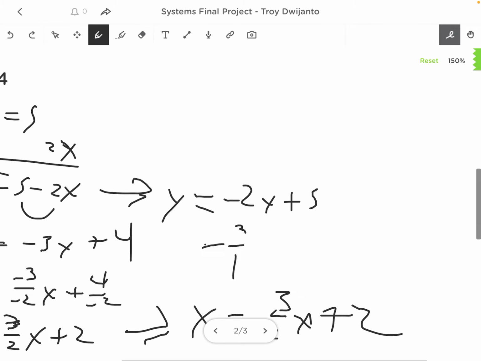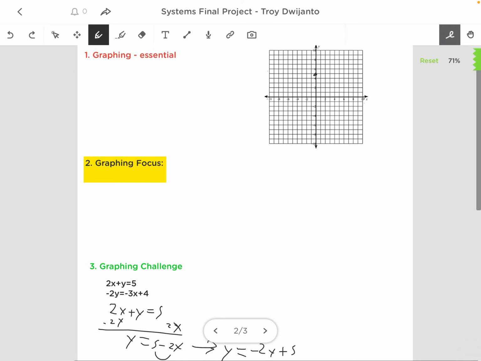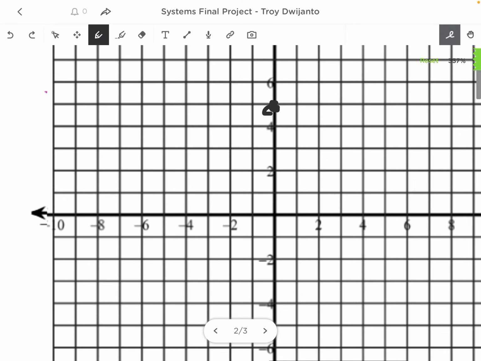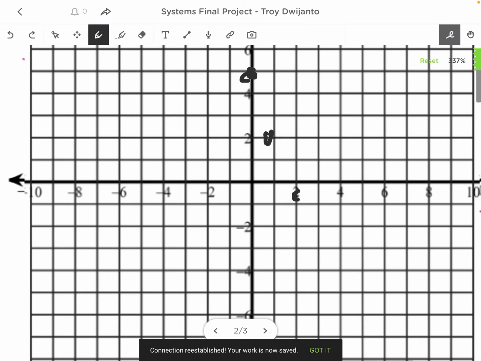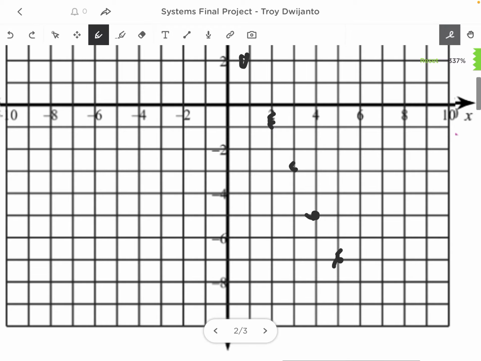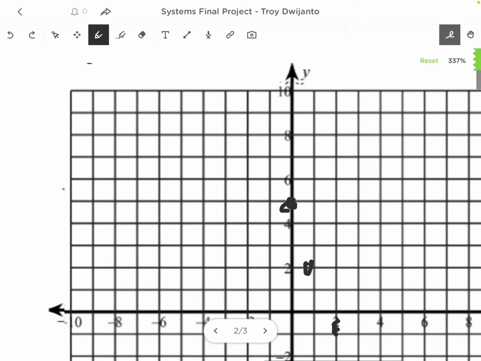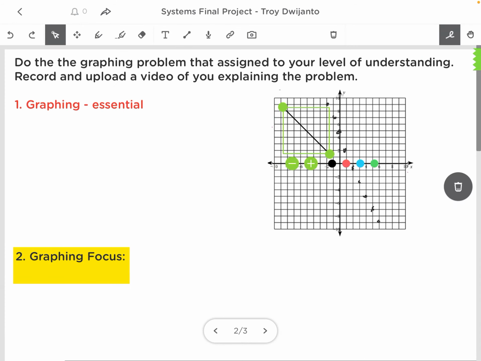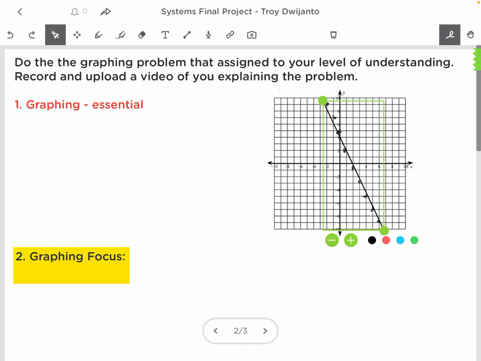So that's what we get. Think of it as negative 2 over 1. We go down by 2, because it's negative 2, and right 1, and repeat that until we can't anymore. Very simple. You get this done quickly. There's no point wasting time. And here we draw a line.